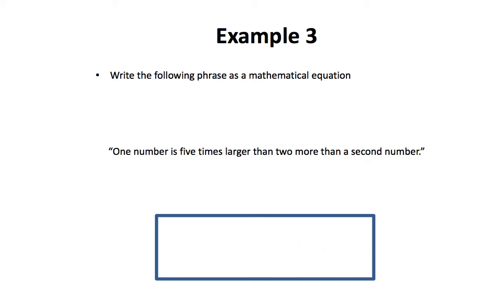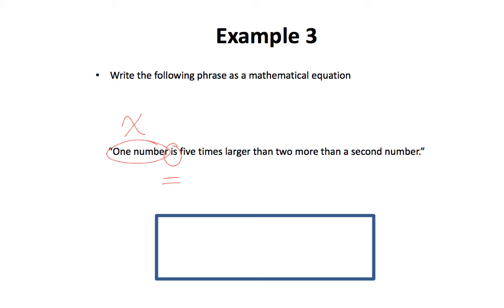In our last example, we want to write the following phrase as a mathematical equation. One number is 5 times larger than 2 more than a second number. One number corresponds to a variable. I'm going to use the variable of x. Is corresponds to an equal sign.